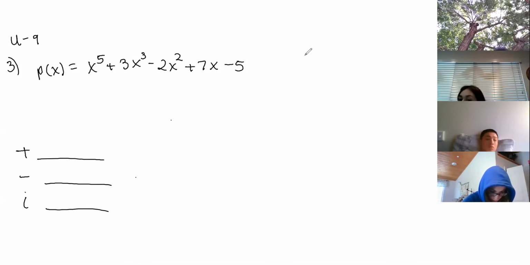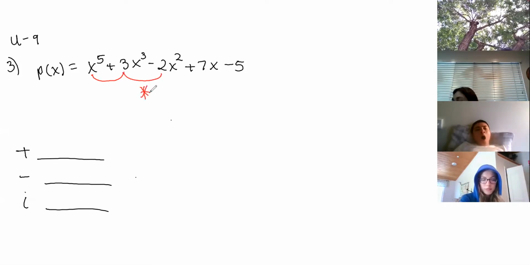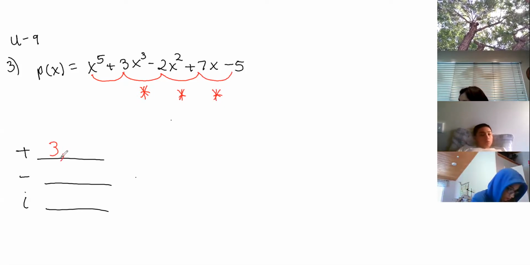Okay, so we look for the sign changes. Positive to a positive, does that count as a change? No. Positive to a negative, does that count? Yes. Negative to a positive is another change. Positive to a negative is another change. So there are 3 sign changes. Why did the first one not count? Because they were both positives.